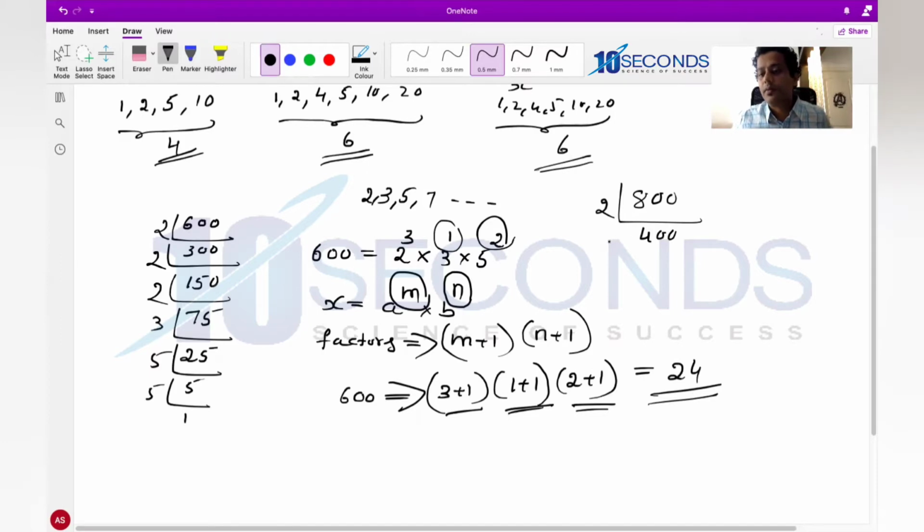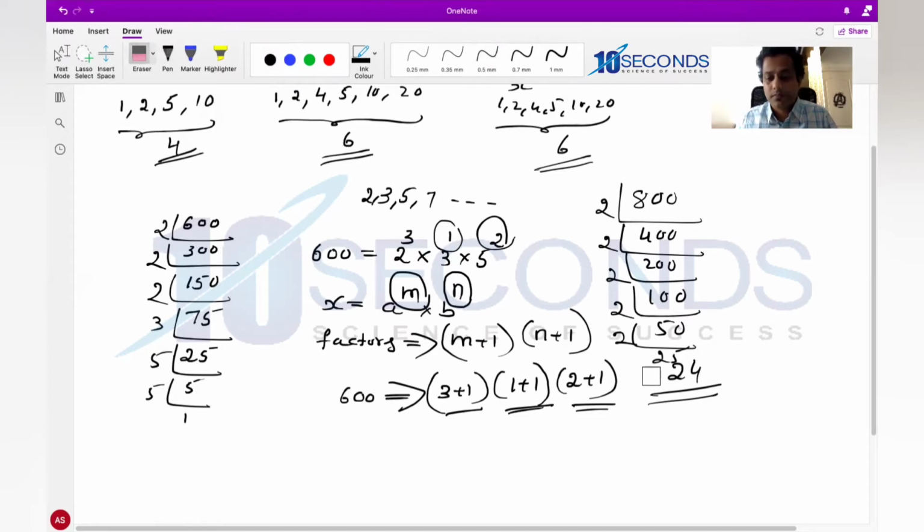Divisible by 400, 400 divided by 2, yes. 200. Divisible by 2, yes. 100. Divisible by 2 again, yes. 50. Divisible by 2 again, yes. 25. All right, so let me write that here only.